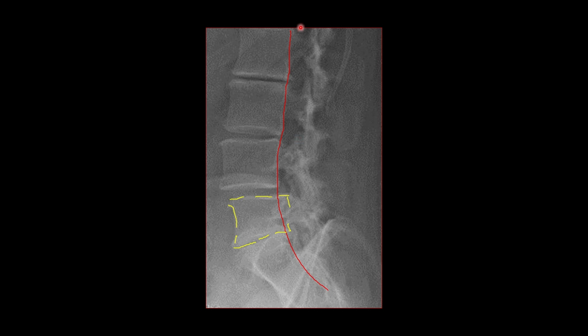Likewise, we can see here that there is a posterior vertebral line drawn tracing the vertebral bodies of the lumbar spine and the sacrum. But we see that L5 here has shifted backwards, thereby breaking the posterior vertebral line. So it is a retrolisthesis of L5 over S1.